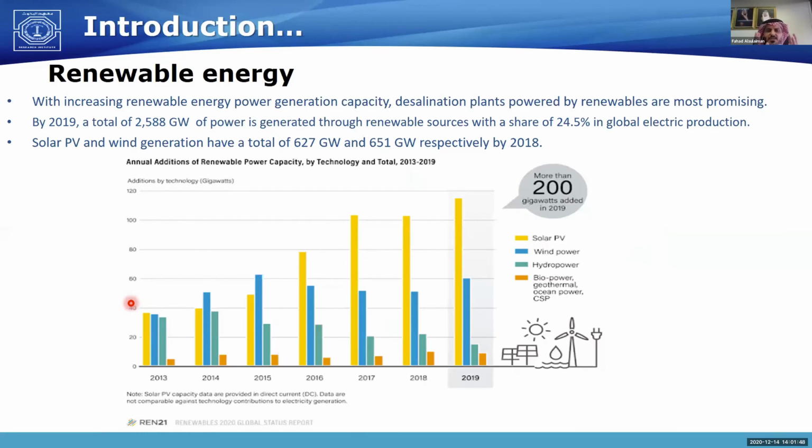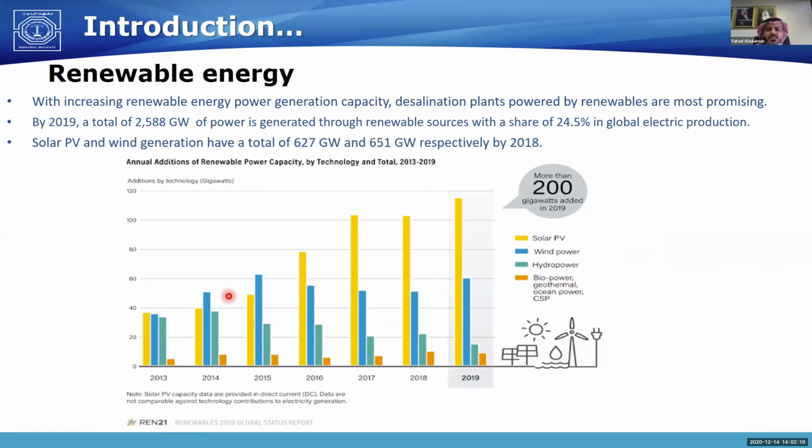Now, is renewable energy a feasible solution? What is the status of renewable energy worldwide? The figure here shows the annual addition each year, how many gigawatts are added in terms of solar PV, wind energy, hydropower, and biopower.